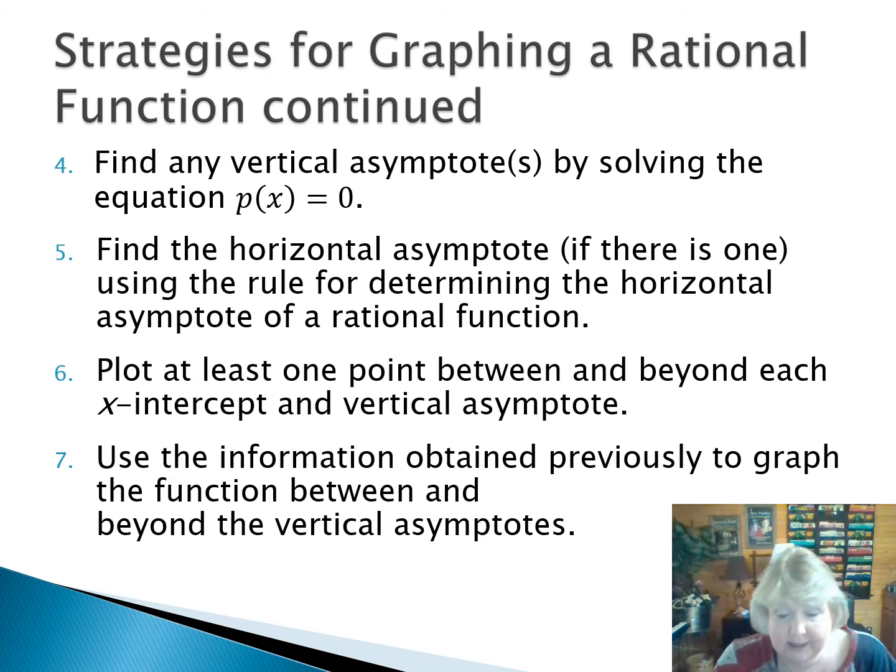Once I have my x and y-intercepts, I look for vertical asymptotes, which would be formed by anything making that denominator be 0. Then I look for horizontal asymptotes, if there are any, by paying attention to the degrees of the numerator and denominator. Finally, I try to plot at least one point between each intercept and the vertical asymptote. Sometimes I need multiple points. Sometimes they're kind of hard to calculate, but I look for at least one. Then I use the information obtained previously to graph the function between and beyond the vertical asymptotes.